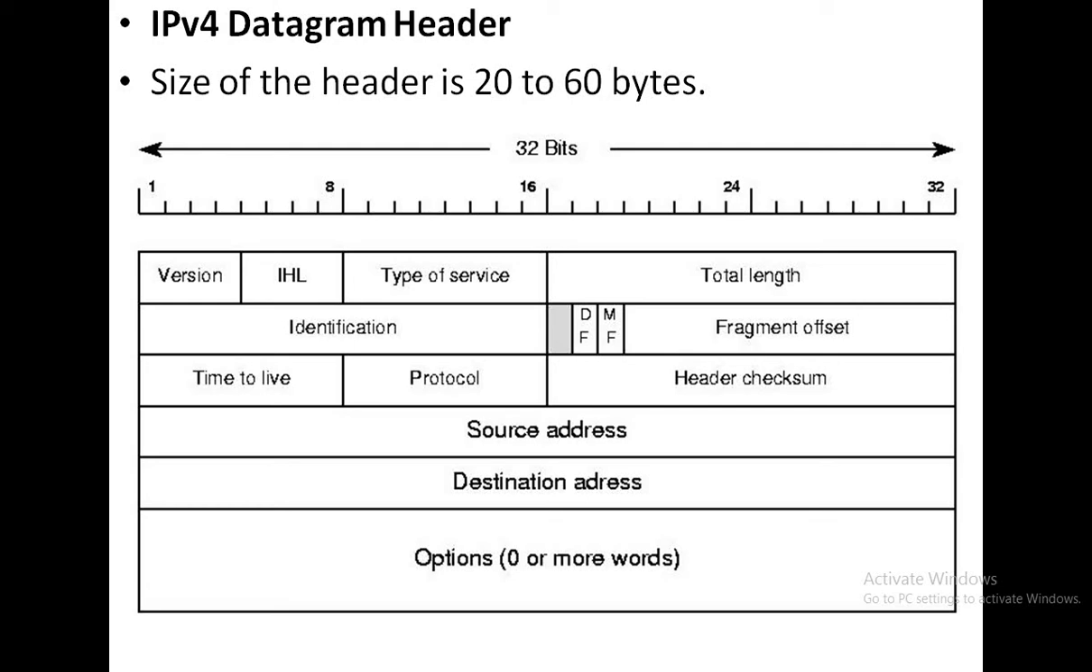And the reliability bit is set to request high reliability through the internet. And the cost bit is set to request low cost through the internet. So these 4 types of bits are used in type of service: the delay bit, throughput bit, reliability bit, and cost bit.